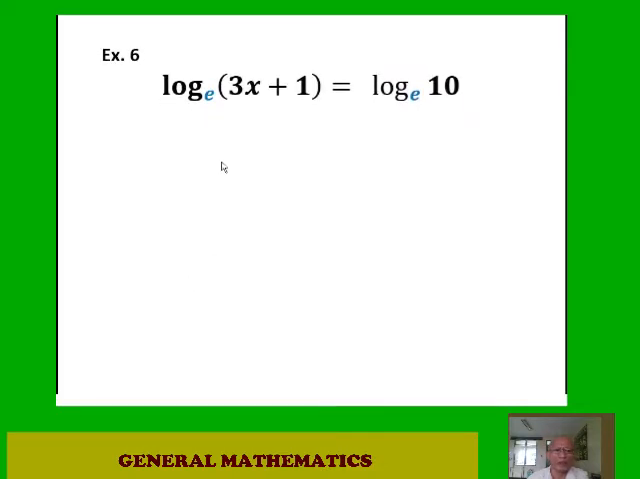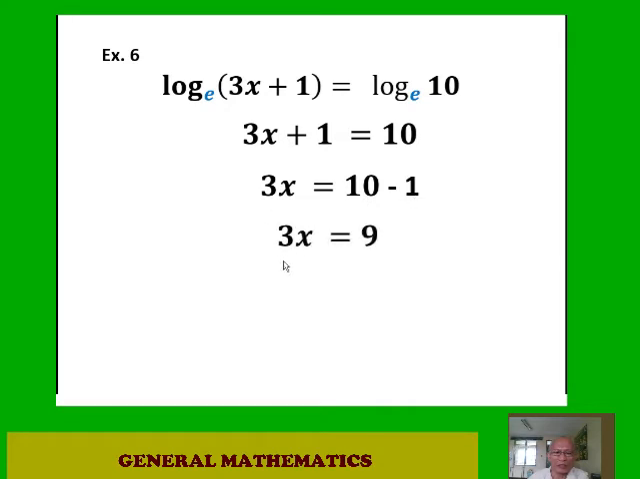Another example. Log of 3x plus 1 base 10 equals log 10 base 10. They have the same base on both sides of the equation, so we can equate 3x plus 1 equals 10. Then transfer positive 1 to the right. So now 10 minus 1 is 9. Divide both sides of the equation by 3. So x is equal to 3.